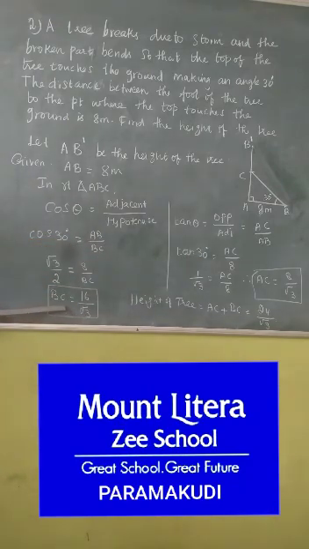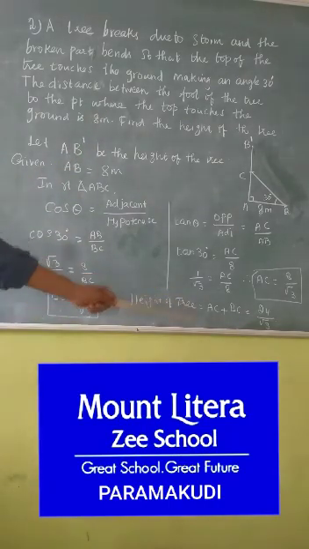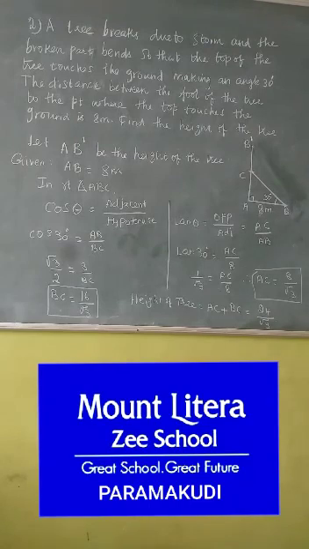Now listen. What is BC? The broken part. What is AC? The remaining part. But they ask for the height of the tree. So the height of the tree is equal to AC plus BC. We know the AC value is 8 by root 3 and the BC value is 16 by root 3. Just add them, and you have the answer. Thank you.